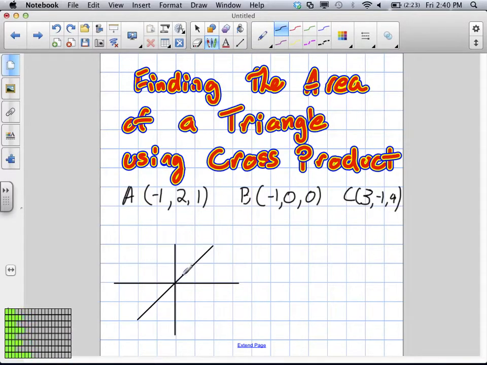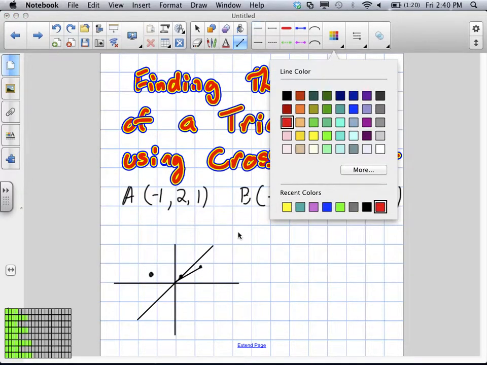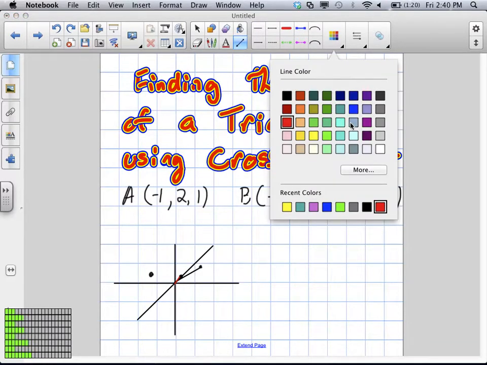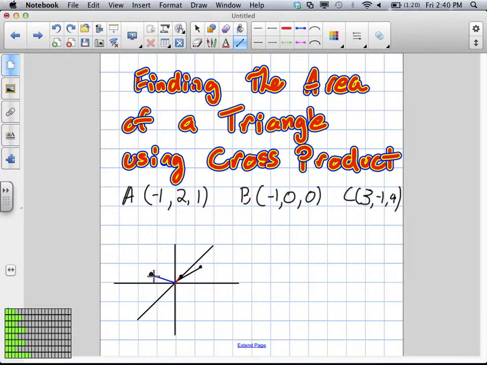First point is -1, 2, 1, so some point may be there. The next point is at -1, which is on the x-axis, and the final point is at 1, 2, 3, -1, and 4. Okay, so in 3 space, let's do different colors. Here's our first point. Here's our second point, or vector, I should say, not really point. And here's our third vector from the origin.